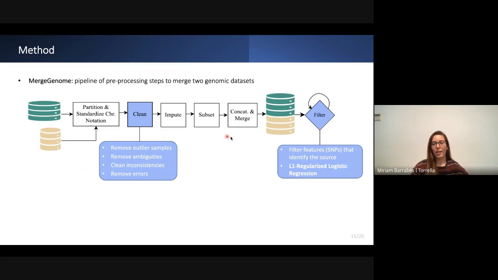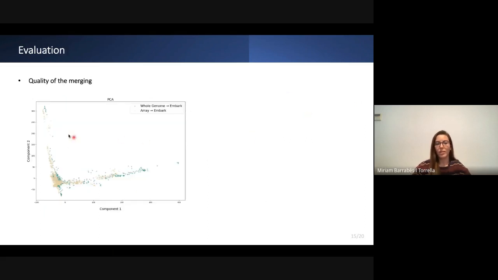So next, I'm going to show you the evaluation of the merged dataset, and also the results of the filtering block. So this is the same PCA as before, but remember that before we were seeing two clusters, one here and one here, and there was a clear distinction between the samples that come from one dataset and the other. And we can see that now, with all the cleaning we did, both datasets intersect a lot, which suggests that the merging was correct.